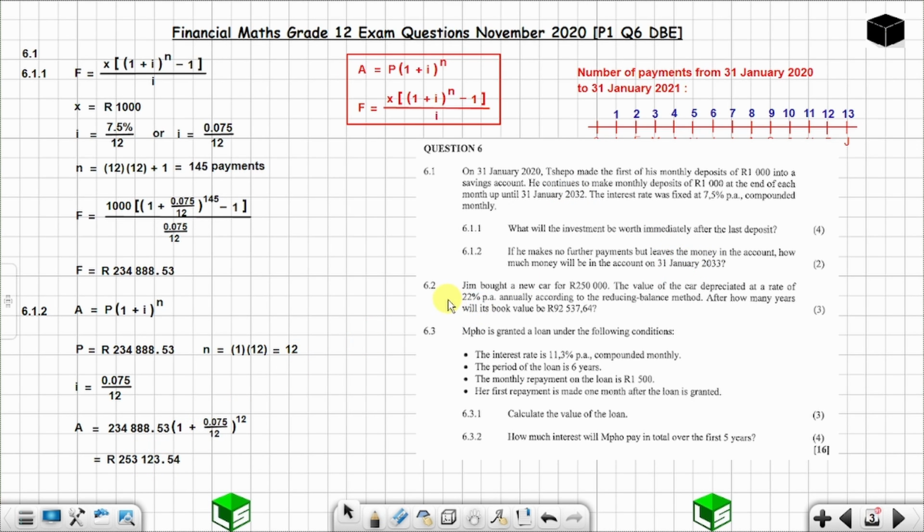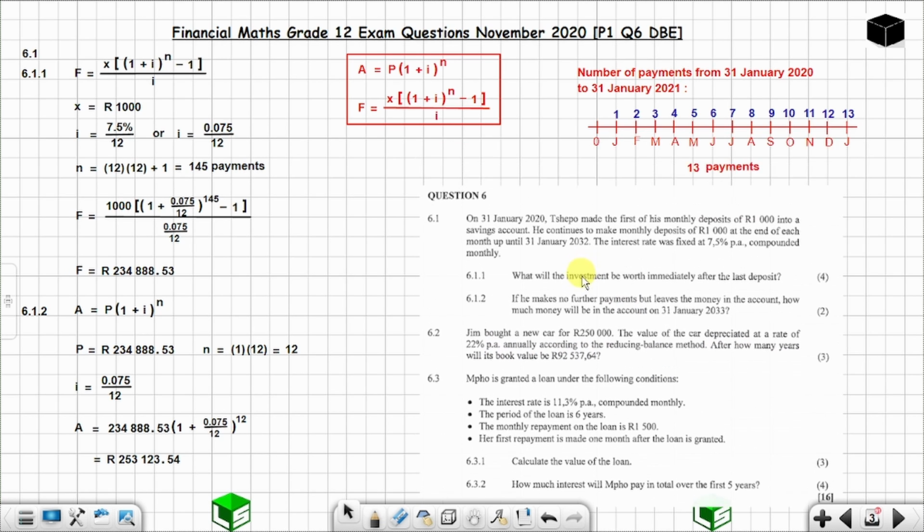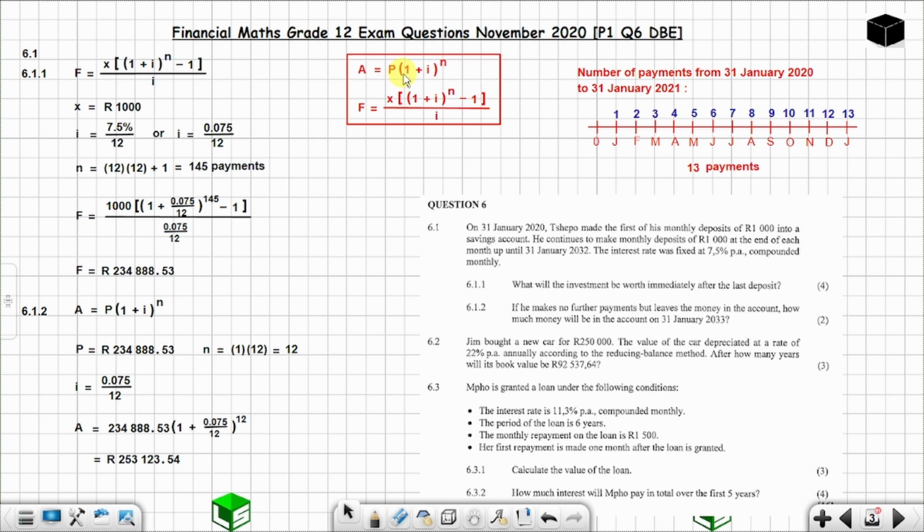Now 6.2, Jim bought a new car for 250,000 rand. The value of the car depreciates at a rate of 22% per annum annually. According to the reducing balance method, after how many years will its book value be this? 3 marks. So this is what you have to use, but the value is depreciating, so you are going to have minus there.